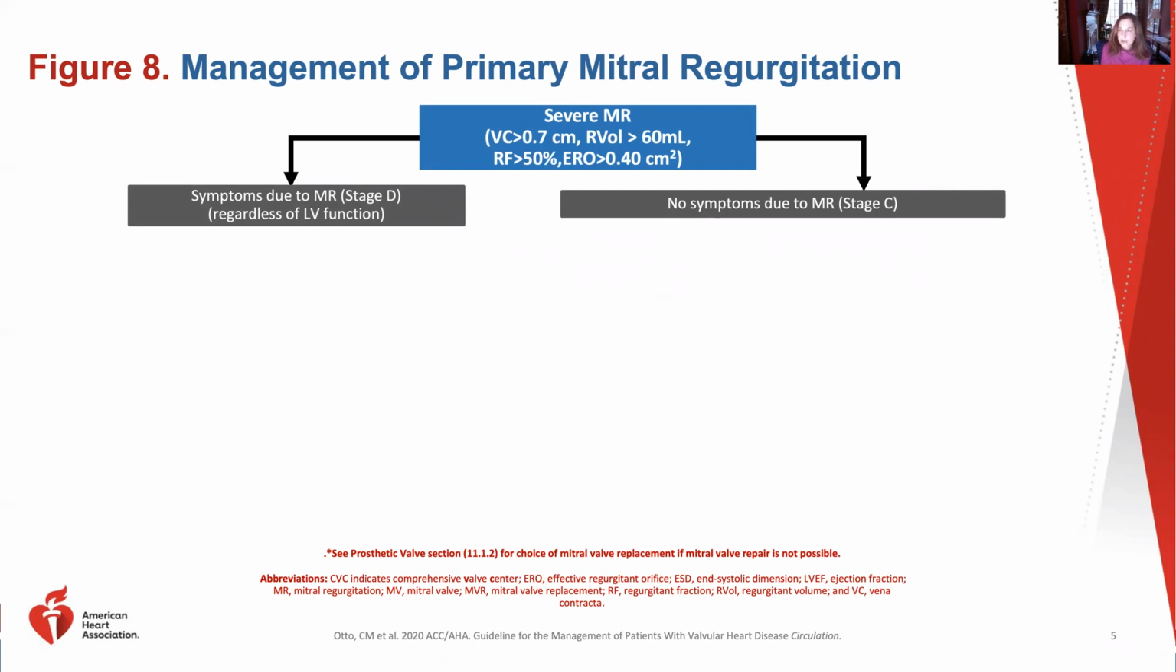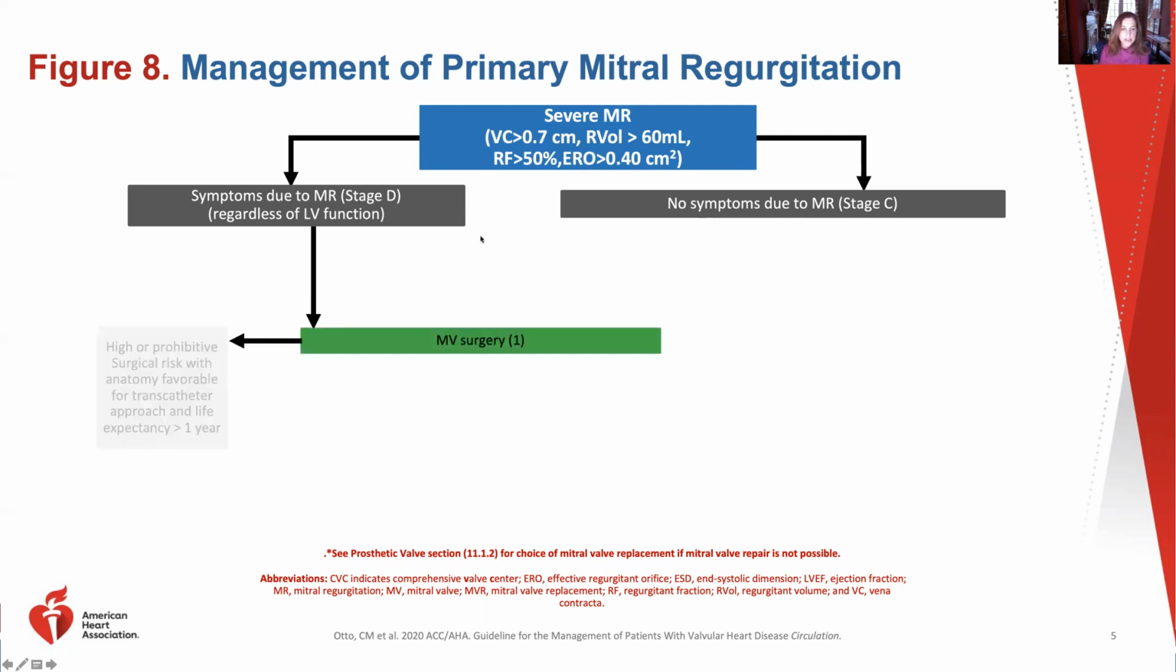So here is a flow diagram that is borrowed from the 2020 ACC AHA valve guidelines. And this figure demonstrates the thought process and the recommendations for the management of primary mitral regurgitation, which means that there is something wrong with the valve leaflets themselves. And most commonly, that is degenerative or myxomatous disease, which are perfect examples. So in this case, we have severe mitral regurgitation that is established by our criteria. And then we look at, is the patient symptomatic or asymptomatic?